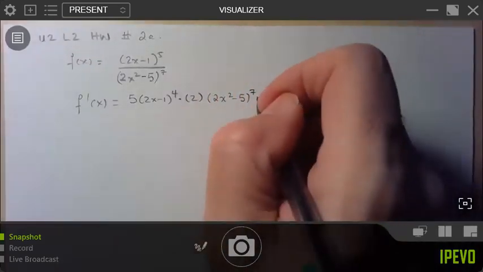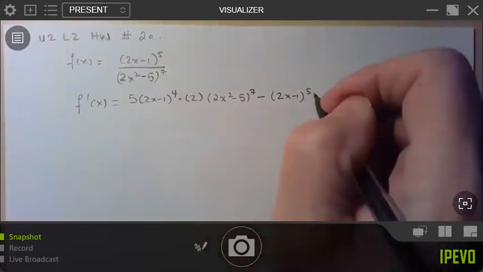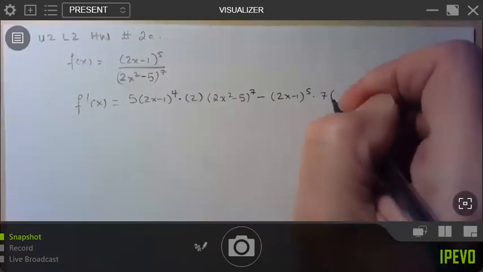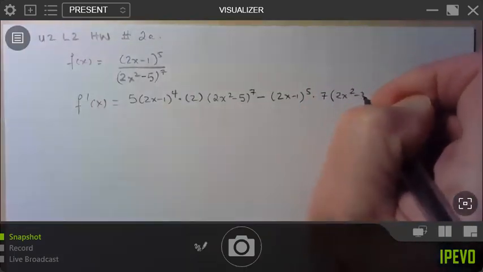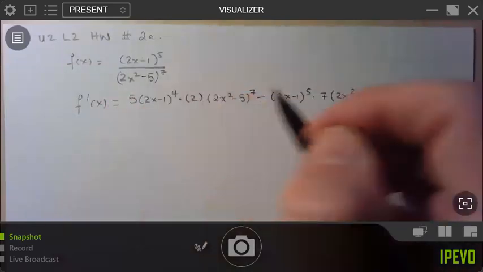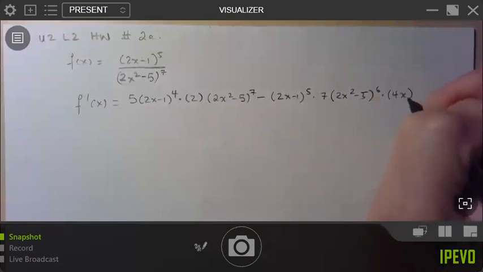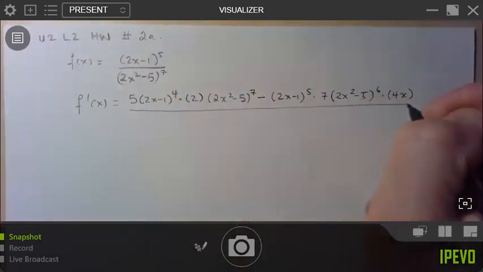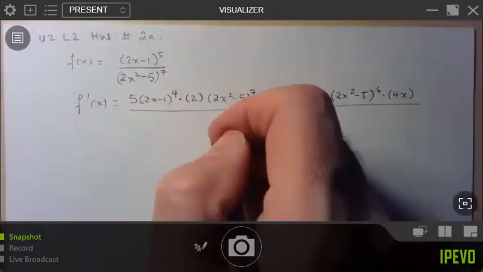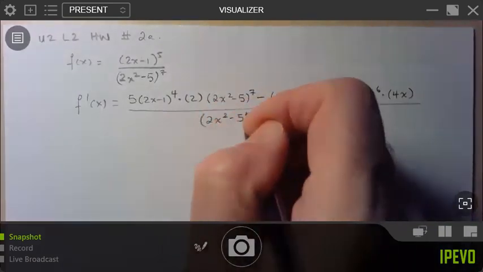denominator function. So minus the numerator function, (2x minus 1) to the 5th, times the derivative of the denominator function, which is going to be 7 times (2x squared minus 5) to the 6, then times the derivative of 2x squared minus 5, which is 4x. All over the square of the denominator. So squaring something to the 7 is just going to make it something to the 14.